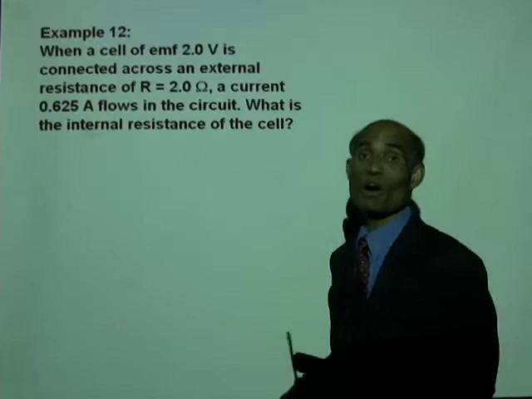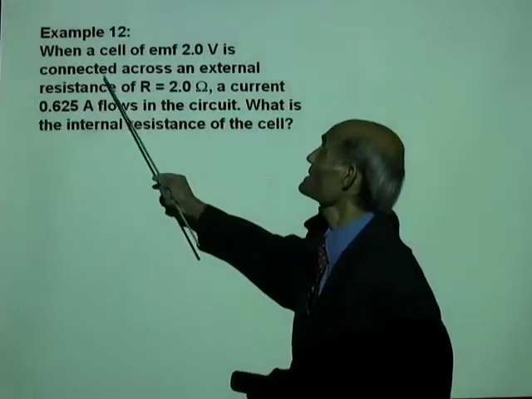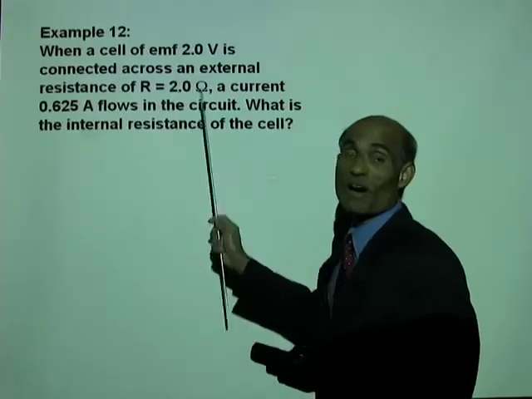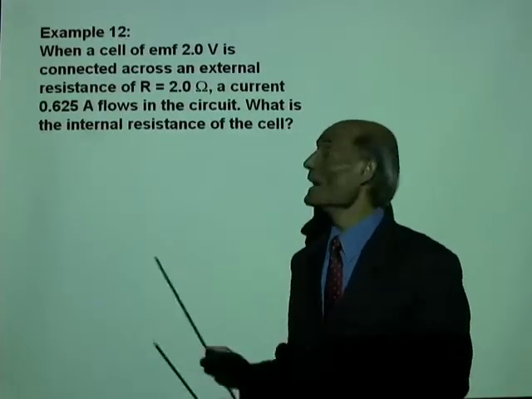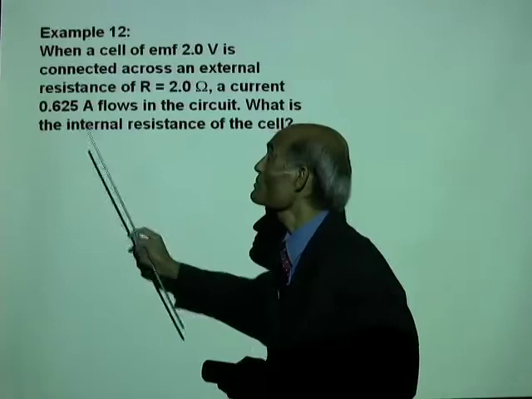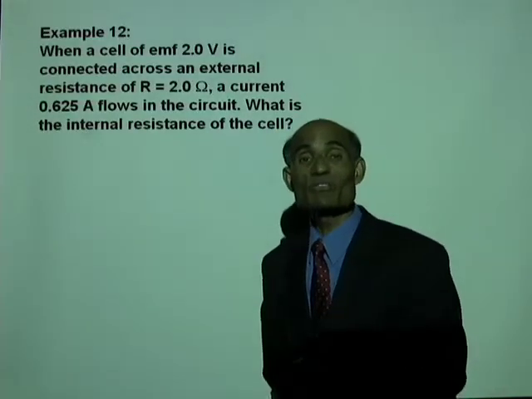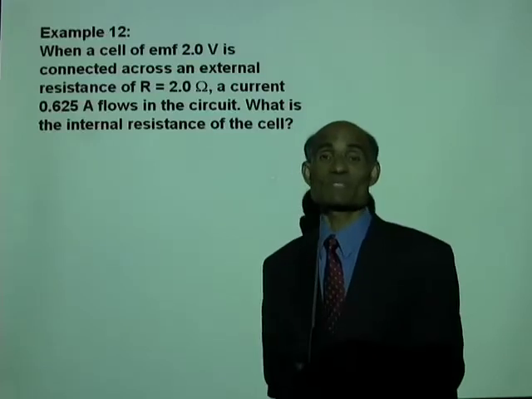Okay, another one. When a cell of EMF 2 volts is connected across an external resistance of R equal to 2 ohm, a current 0.625 ampere flows in the circuit. What is the internal resistance of the cell?